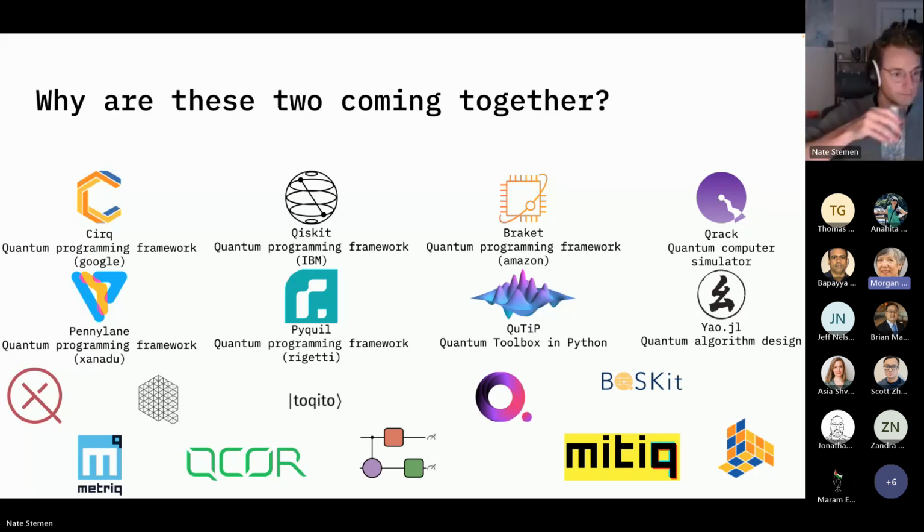Nate, as I'm listening to this, I'm wondering what the connection will be with the quantum movement and AI in an open source environment.